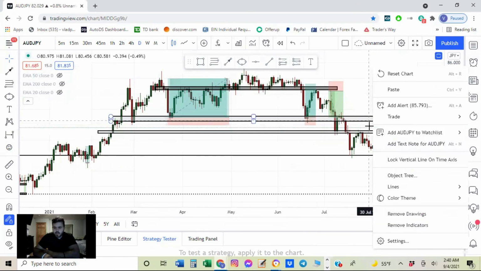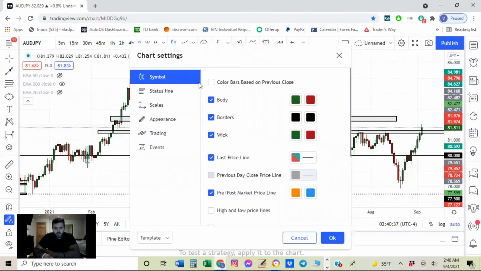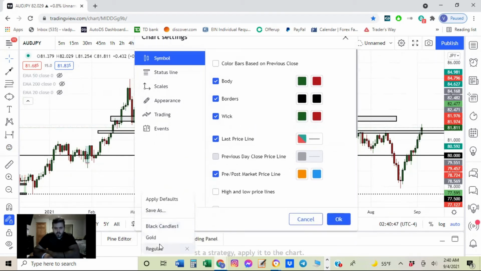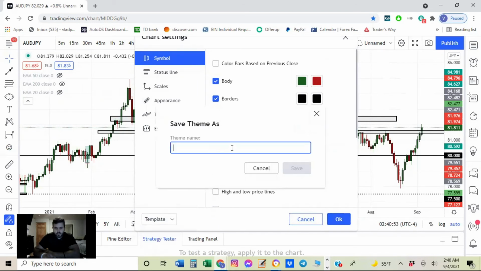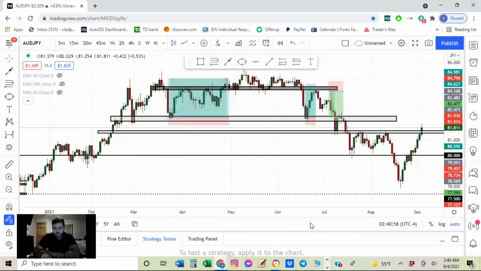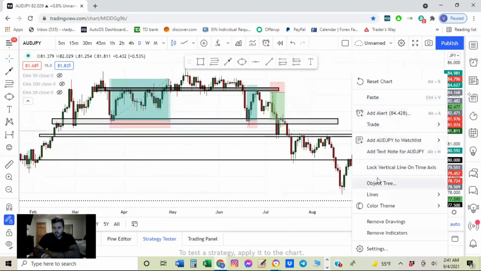All right, so next up we have settings, where I'm pretty sure I already went over this, where we change whichever colors you want, like what background, what wick. And then you come here, and that's where I have these black candles, gold, regular. You just save as, and you put whatever name you're going to use, whatever helps you distinguish which are which. All right, so we have that.